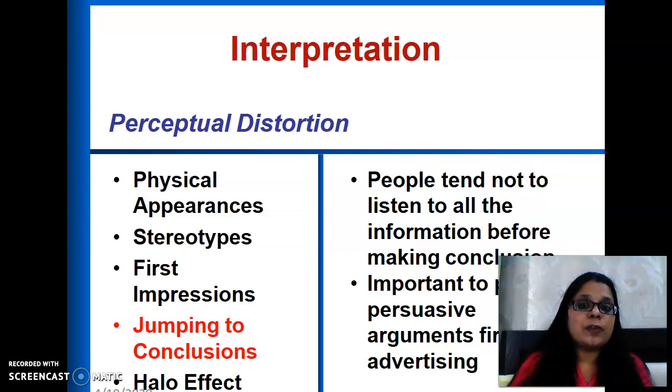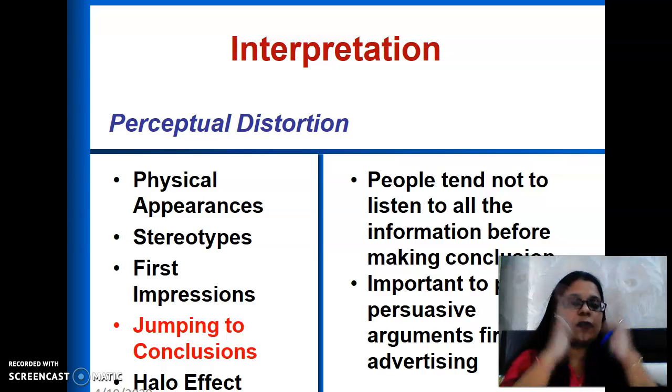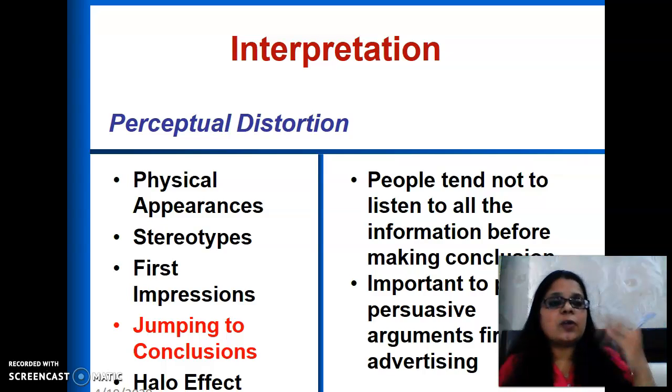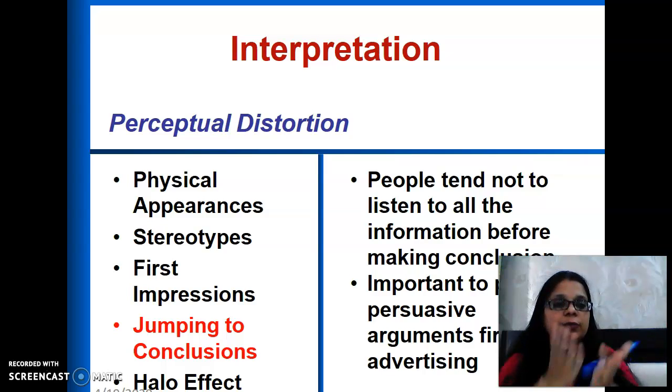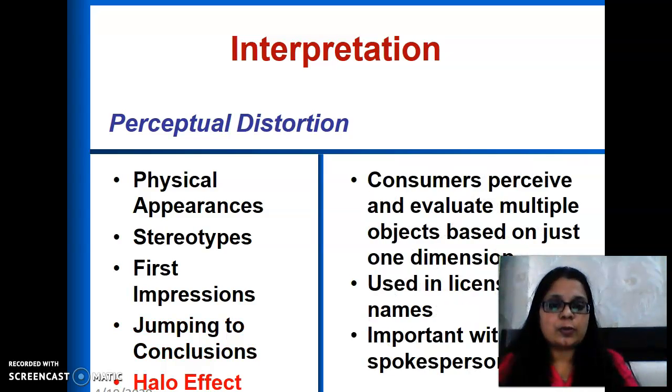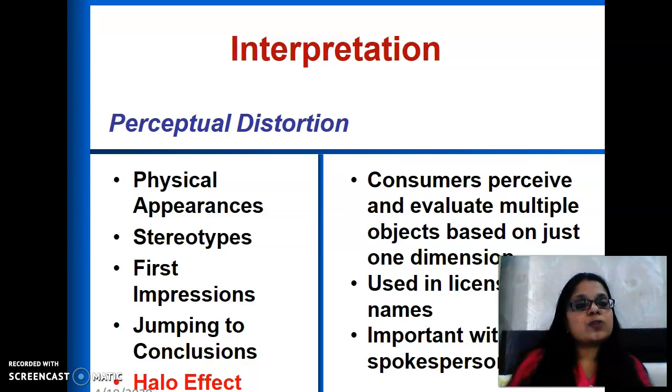Next, talking about jumping to conclusion. This is a human tendency. This is true for most of us, that we generally come to a conclusion without listening to the entire, proper message. We generally come to a conclusion and draw a specific image. So it is very important, when you are designing an advertisement for your product or service, to keep a persuasive argument very first in the advertising, rather than jumping, so that the consumer can't jump to a conclusion.